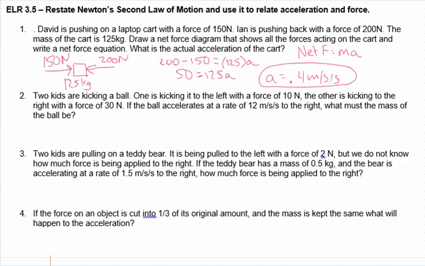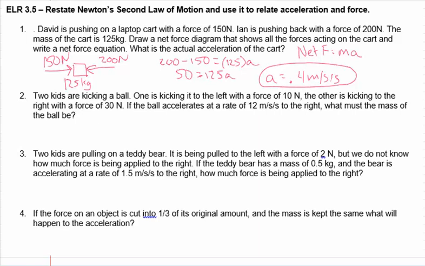For number two, kids are kicking a ball. One's kicking to the left, the other's kicking to the right. They're each pushing on it with different forces. They're also giving us an acceleration to the right. Now we're trying to figure out what the mass of the ball must be. So we're doing the same thing, except we're going to be solving for a different part.